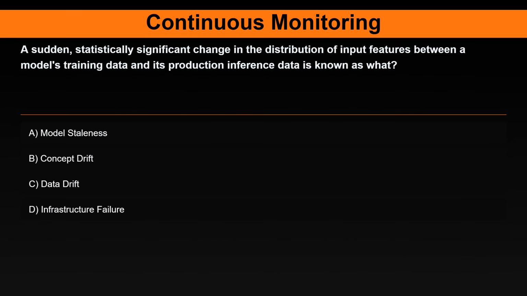Question 23. A sudden, statistically significant change in the distribution of input features between a model's training data and its production inference data is known as what? Option A, model staleness. Option B, concept drift. Option C, data drift. Option D, infrastructure failure.